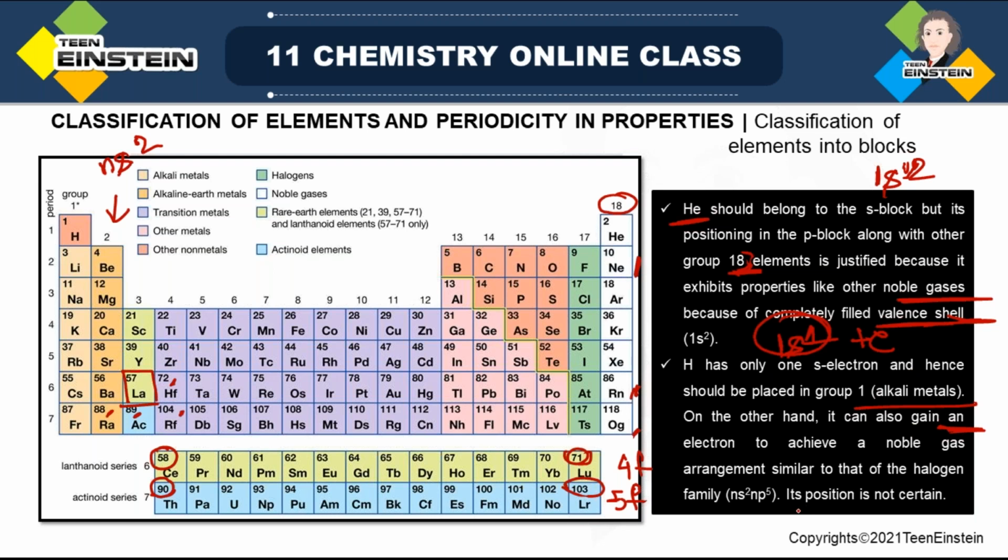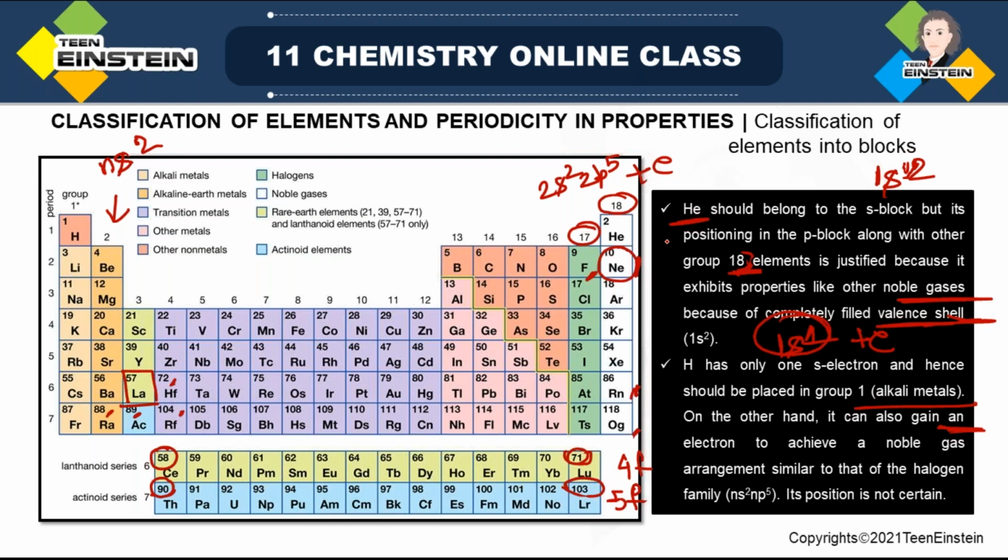Now this type of observation is common for group 17 elements. If you consider F, it has configuration 2s2 2p5. It can attract one more electron and now it will become the configuration of neon. So just like that, you can also expect the same thing from hydrogen, that it will take another electron and then it will become 1s2, just like helium. But it is not that.